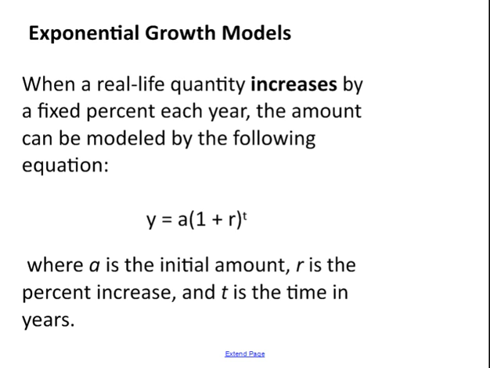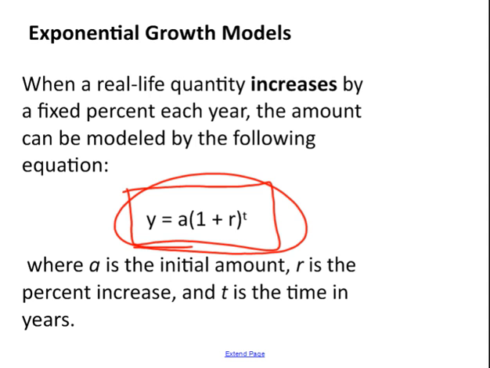Exponential growth models, this is the formula. When a real-life quantity increases by a fixed percent each year, the amount can be modeled by the following equation. What I'm going to be asking you to do is to write the model. In other words, I'm going to ask you to write this equation right here, filling in A and R. A is the initial amount, what you start with. R is the percent increase, and T is time.